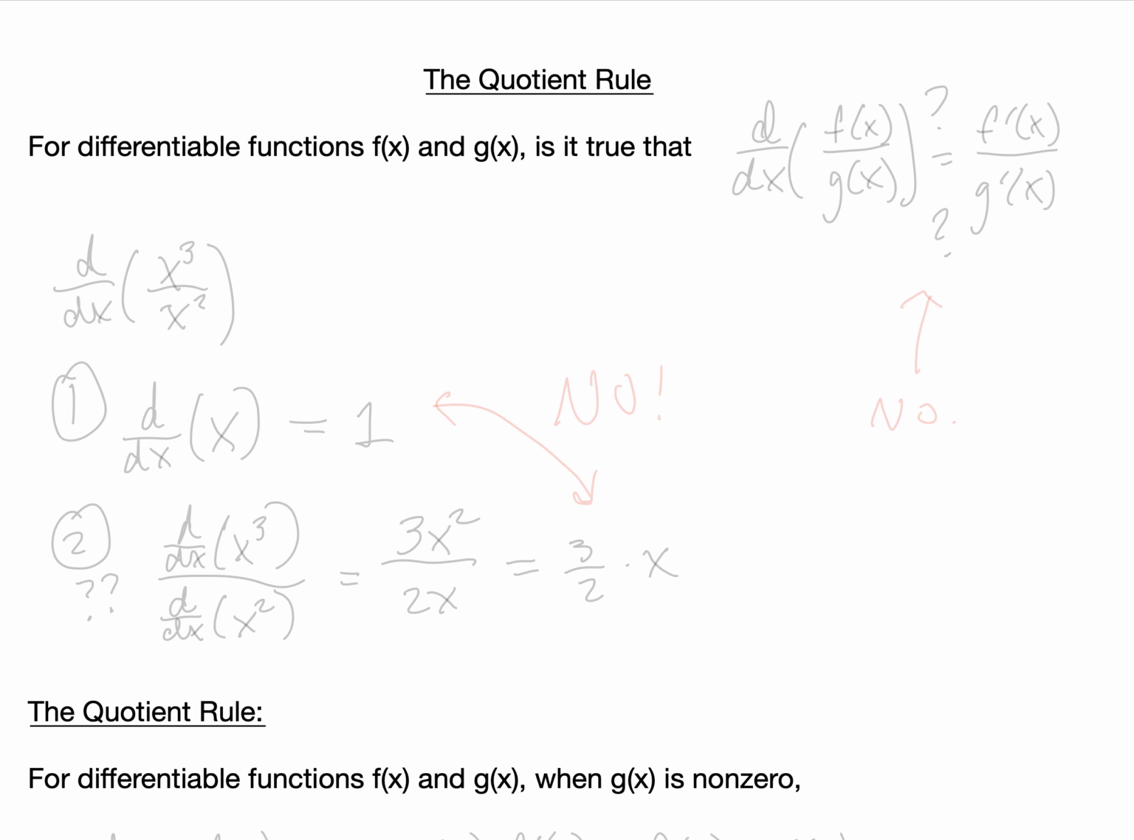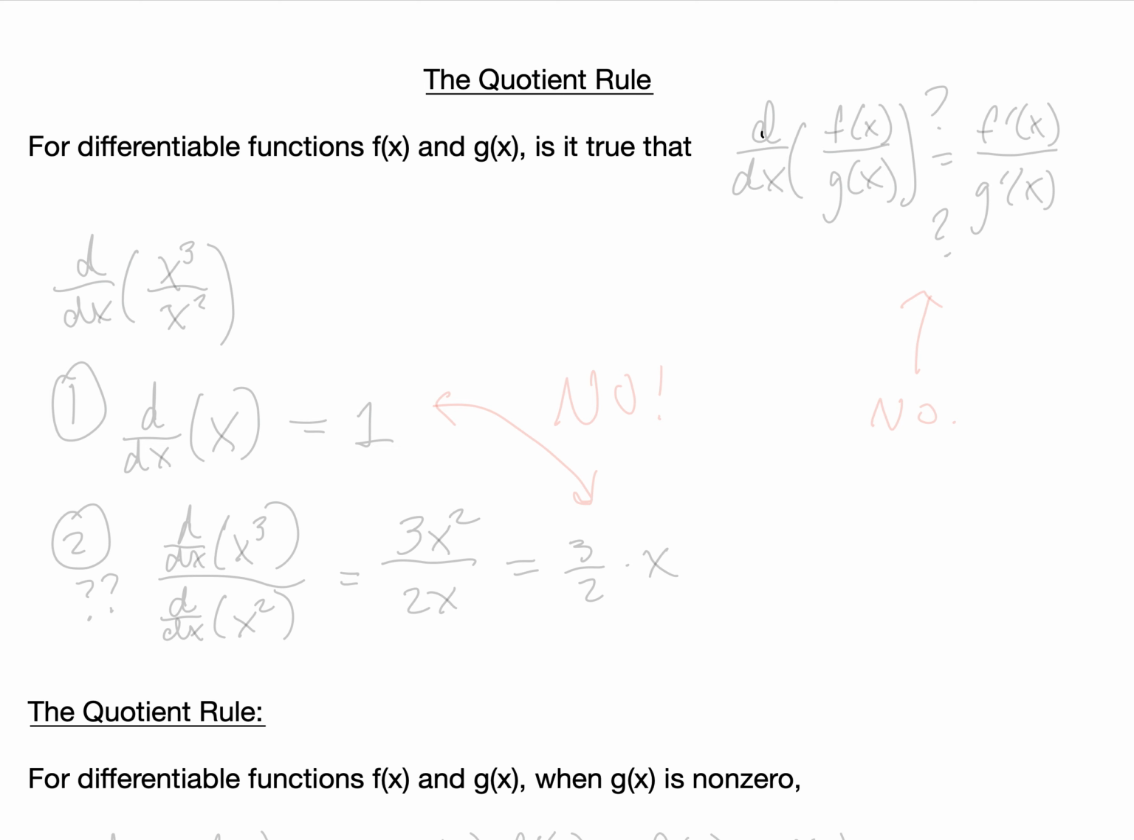But we've seen that didn't work for products, that the derivative of f of x times g of x is in general not equal to the product of the derivatives, and we had a special product rule that arose from that. This time we are going to be investigating situations where there's quotients.